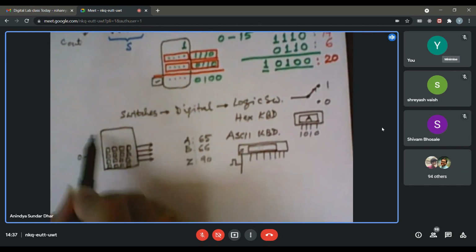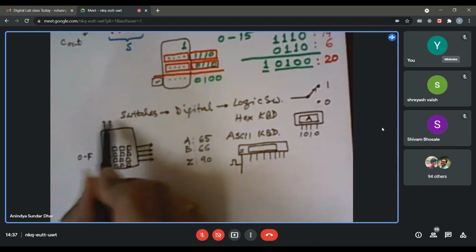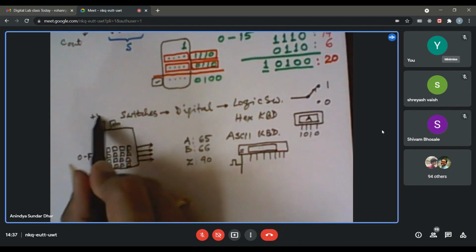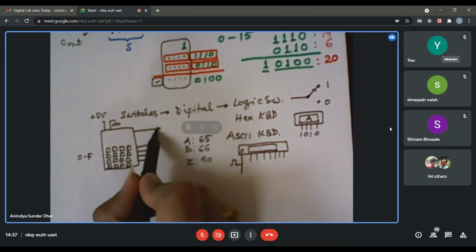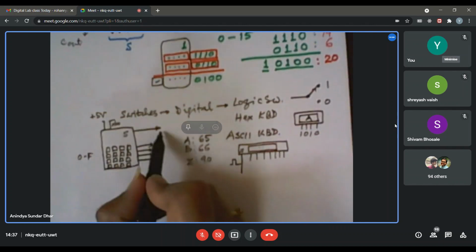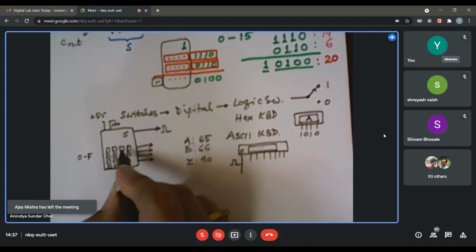Other than that, that particular box needs a power supply, that is ground and plus 5 volt, otherwise it won't work, because inside there are several ICs. It also has a strobe signal, so whenever you press a new key, the strobe is generated, but if you press any key, the output will remain.